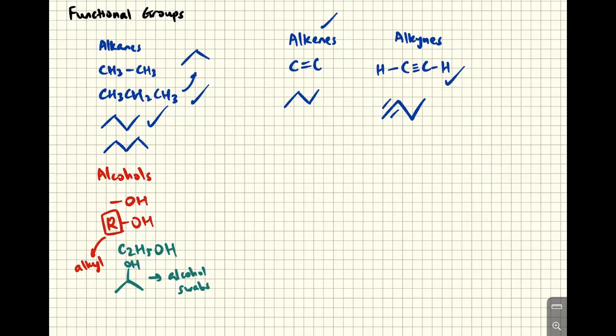Then other than alcohols, you also have carboxylic acids. They have the carboxyl group, which is indicated as such. And generally these are acids, so basically they readily lose this hydrogen as a proton, like any other normal acid.